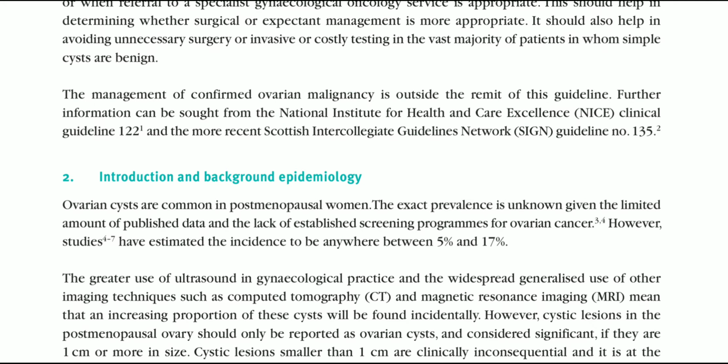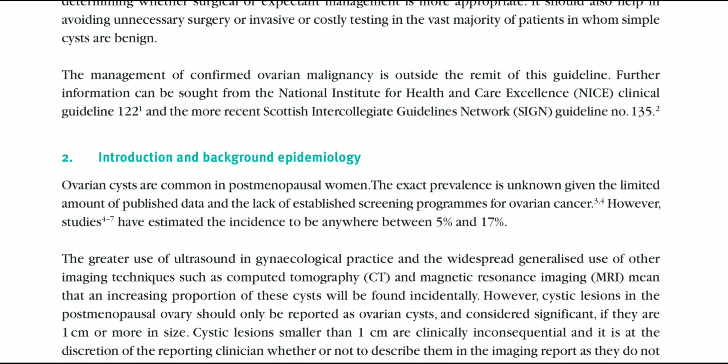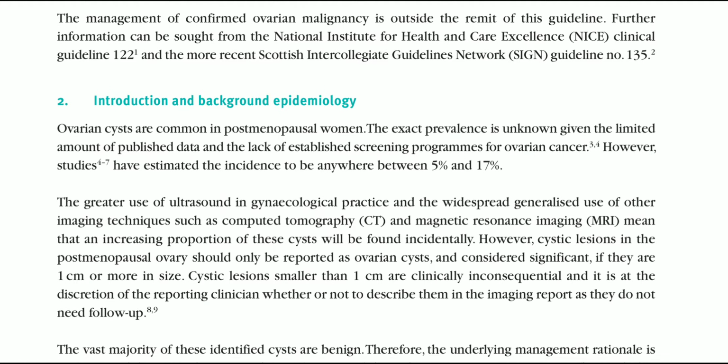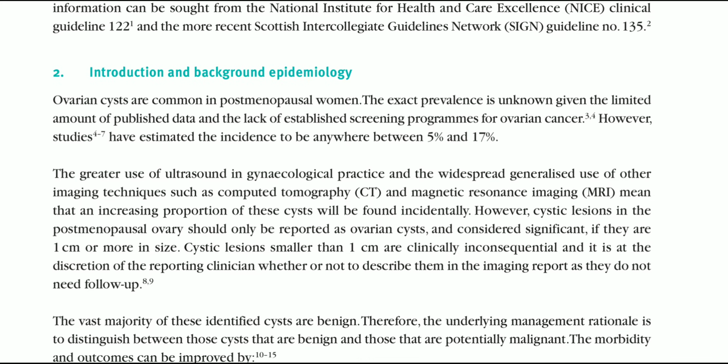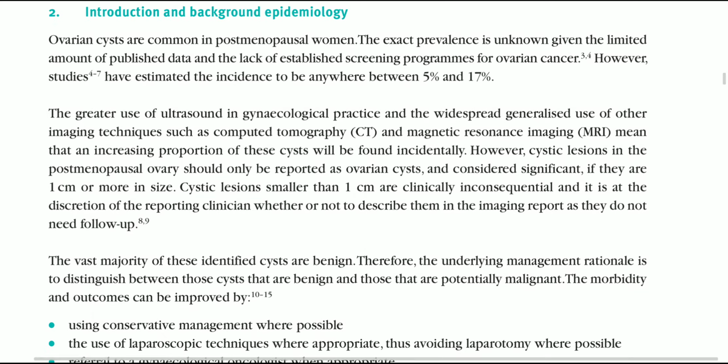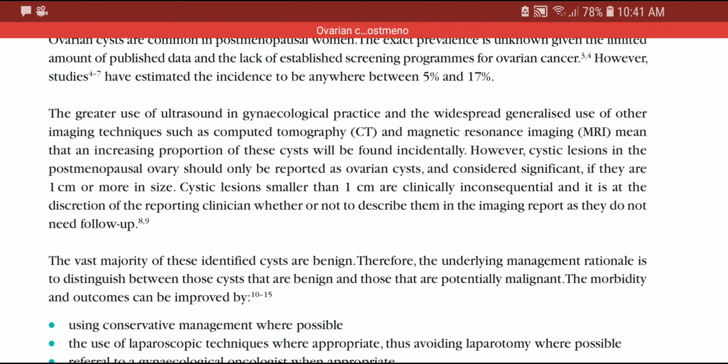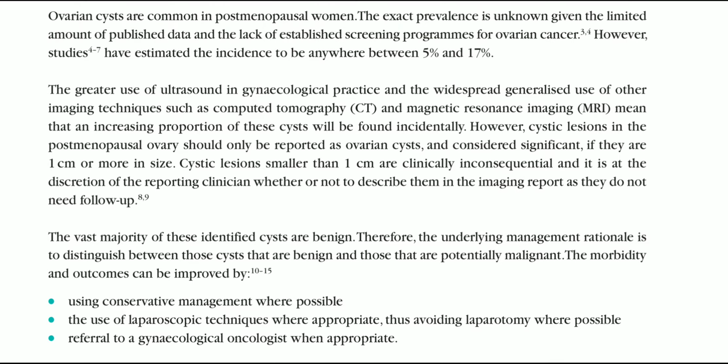The exact prevalence is unknown, but studies have shown that the overall incidence is estimated to be 5 to 17%. Okay, and another paragraph says what size of postmenopausal cyst is significant. The greater use of ultrasound in gynecological practice and widespread use of other imaging techniques such as CT and MRI means that an increasing proportion of these cysts will be found incidentally. Although most cysts are found incidentally by CT and MRI, if a cyst is greater than 1 centimeter, that is very significant.